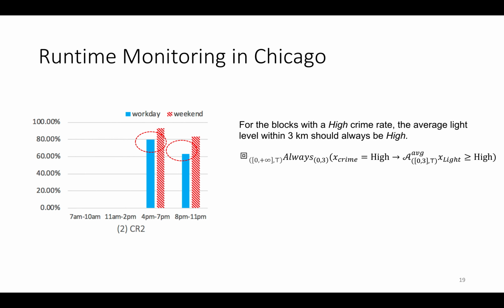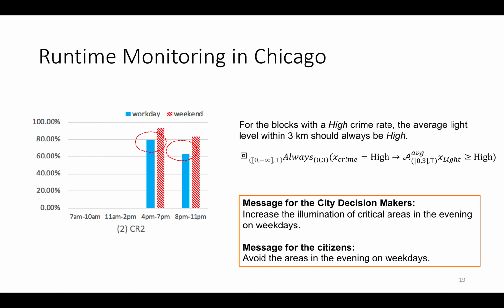A second case is that we have a requirement on safety, say for the blocks with a high crime rate, the average light level within 3 kilometers should always be high. And we check the satisfaction rate of these requirements, and we can see that still on workdays, from say 4 p.m. to 11 p.m., this satisfaction rate is very low. Based on these results, the city decision makers really should increase the illumination of critical areas in the evening to keep people safe. And also the citizens should avoid these areas in the evening.